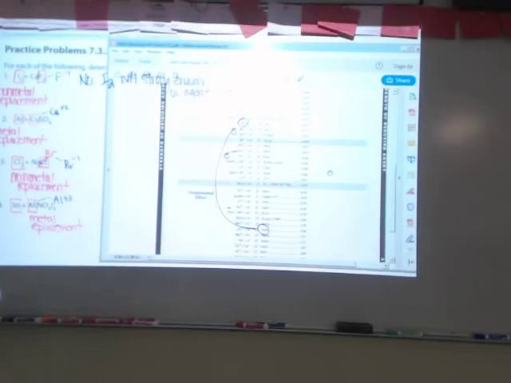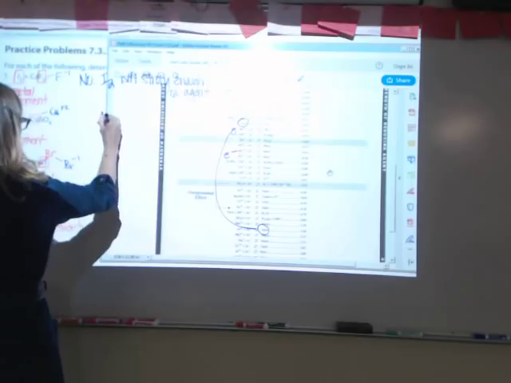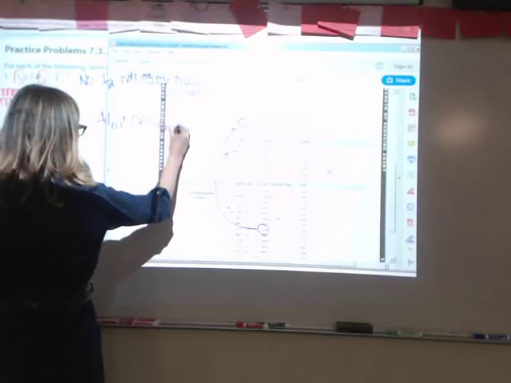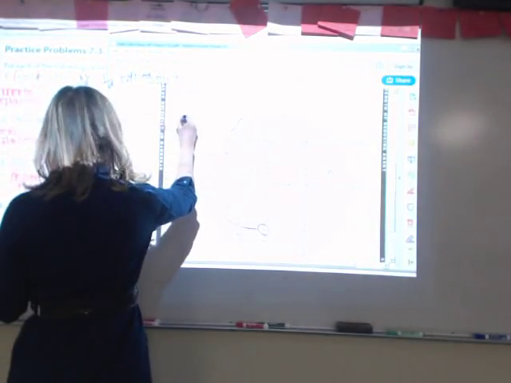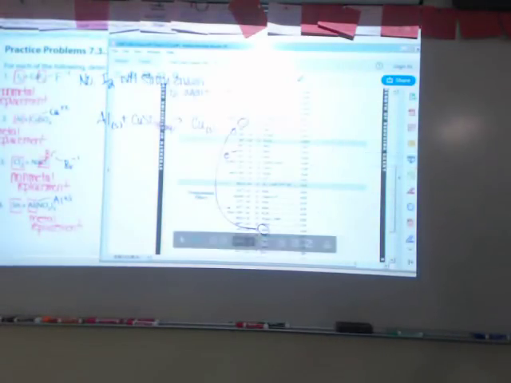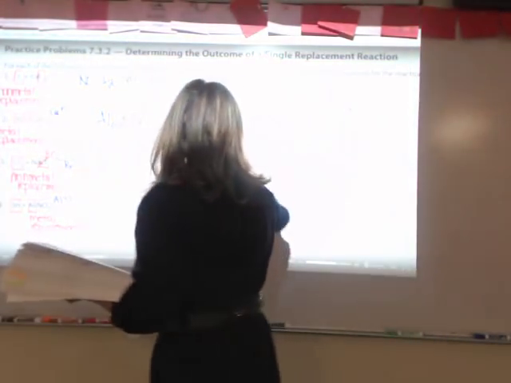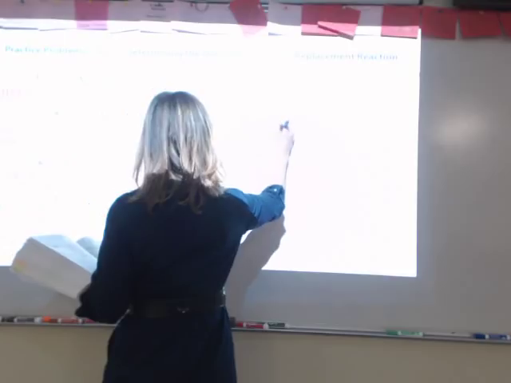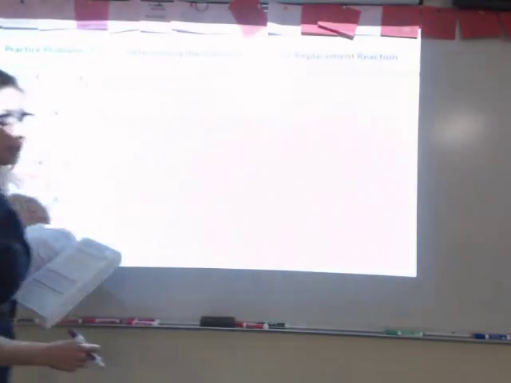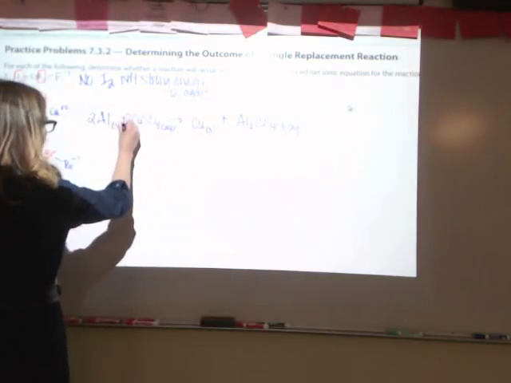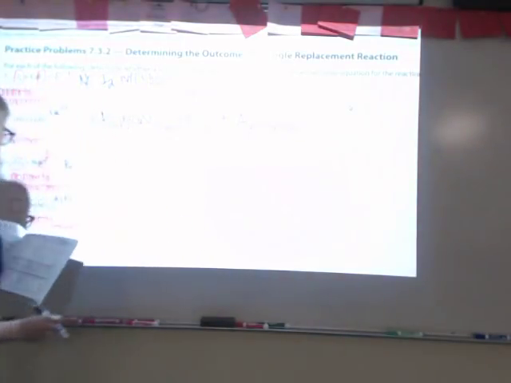and they want it in net ionic form. So you've got solid aluminum combining with copper 2 sulfate, which is in solution, and then you're going to form copper metal and then aluminum sulfate. It's not balanced, so you would need to put a 2 in front of aluminum, and then a 3 here, a 3 here, and now it's balanced.